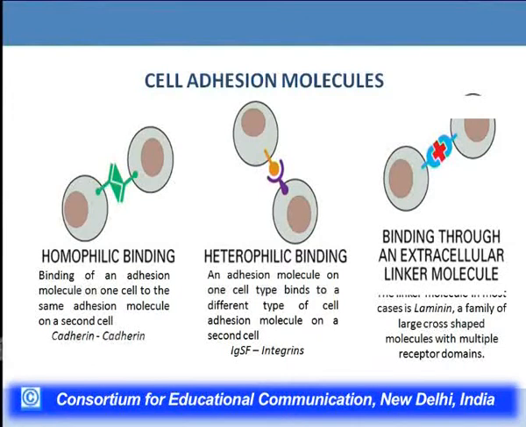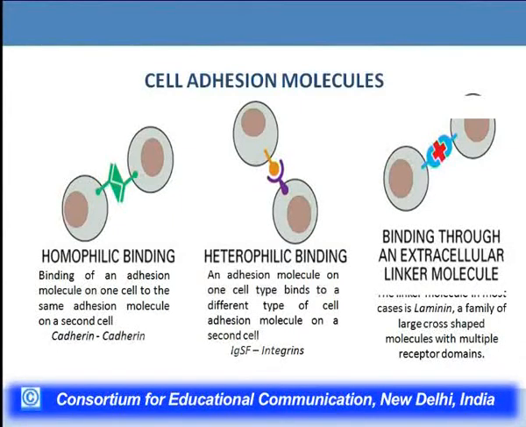Now there could be binding between the same types of cell adhesion molecule, which is termed homophilic binding, or there could be binding of different types of molecules, which is termed heterophilic binding, or there could be binding through an extracellular linker molecule. Like in the case of the cadherin family, there is binding between similar cadherin molecules of similar cell types, and this is termed homophilic binding. But if there is binding between an immunoglobulin superfamily protein and an integrin protein, which are presented on different types of cells, then it will be termed heterophilic binding.